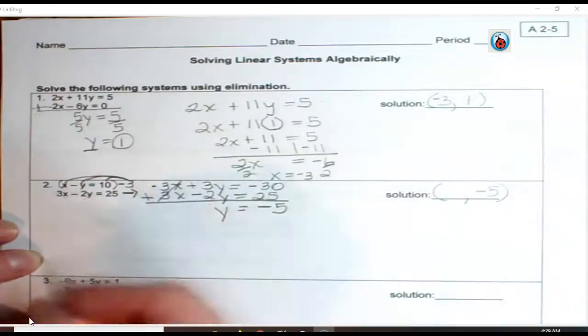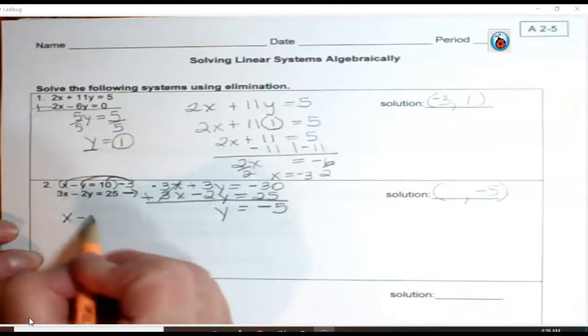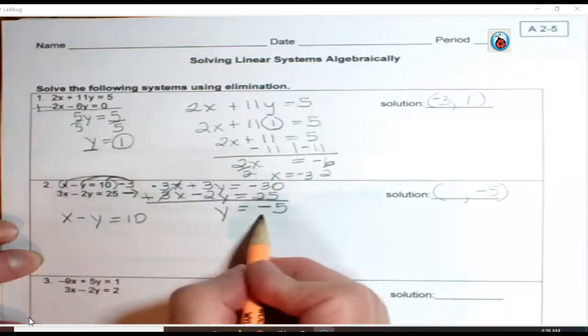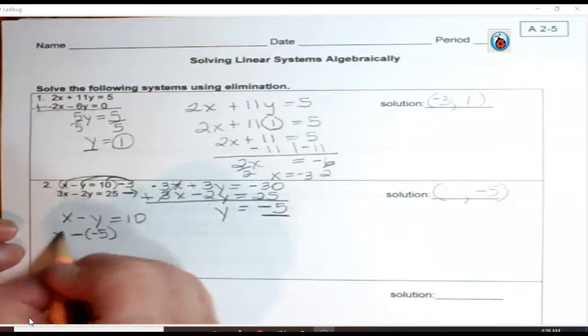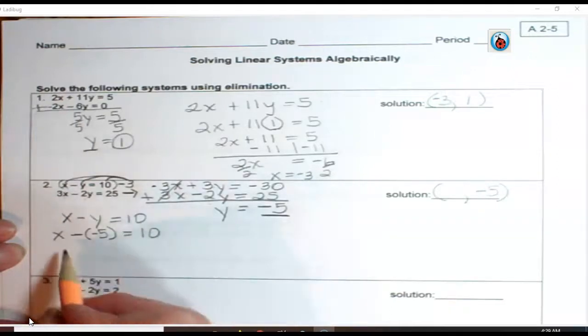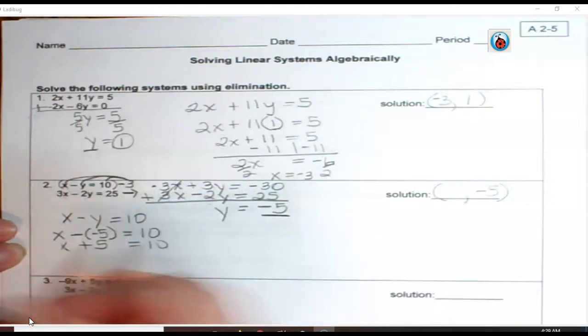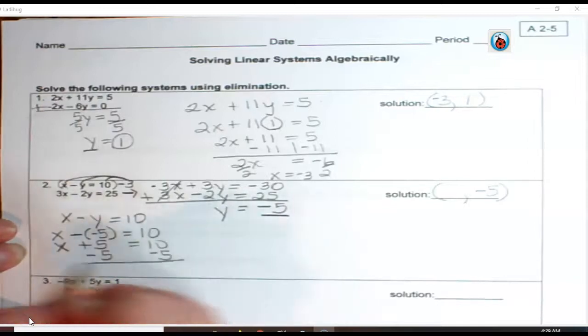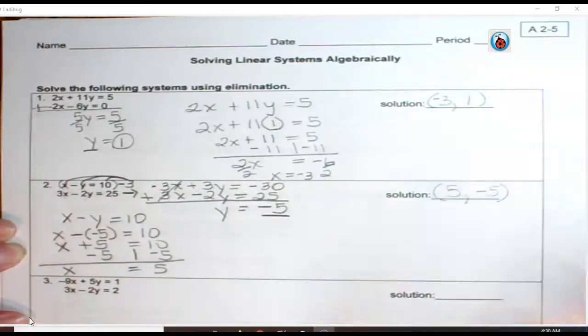Then I'm going to take either equation. I'm going to go ahead and take the top one because it looks a little bit easier. I'm going to take x minus y equals 10. And in for my y, I'm going to put negative 5. Don't forget to write that minus sign down. Okay, minus a negative is a positive 5. Okay, so numbers to the right, I'm going to subtract 5. I'm going to get x equals 5. Okay, so 5, negative 5 is my answer. Remember, you can always plug these back into the other equation and check them.